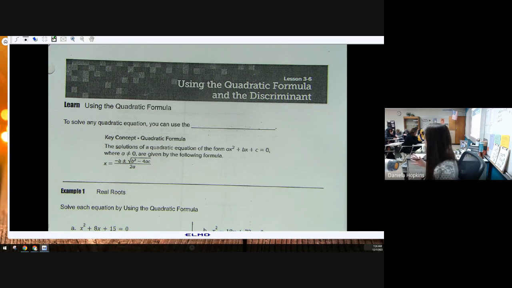We could just give you the quadratic formula and you could solve everything. Yes, please.